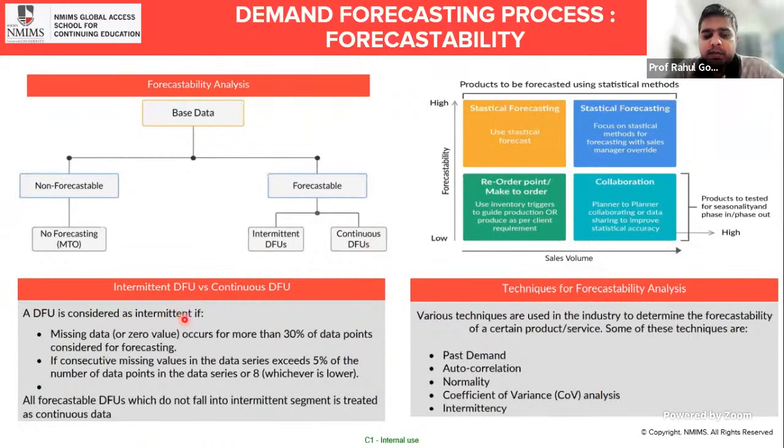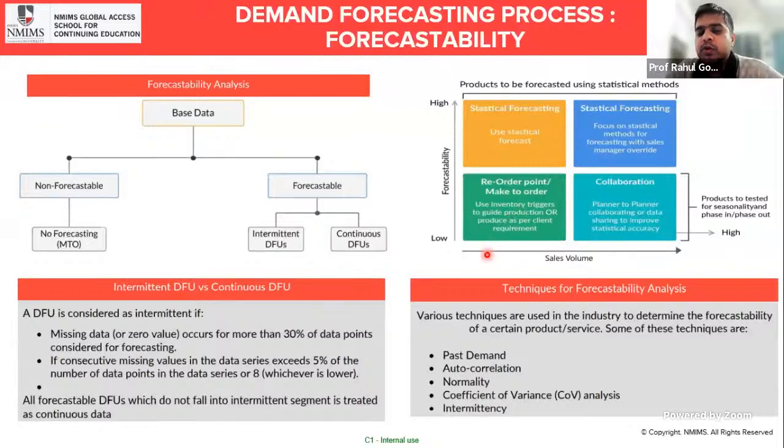So what's intermittent? If there is missing data for more than 30% of data points, or if there are consecutive missing values in the data series which exceed 5%, that is called intermittent data. And so once you get access to this, you are doing a forecasting analysis, right? And how are you doing the forecasting analysis? There are two axes, so you have created a 2 into 2 segment, right?